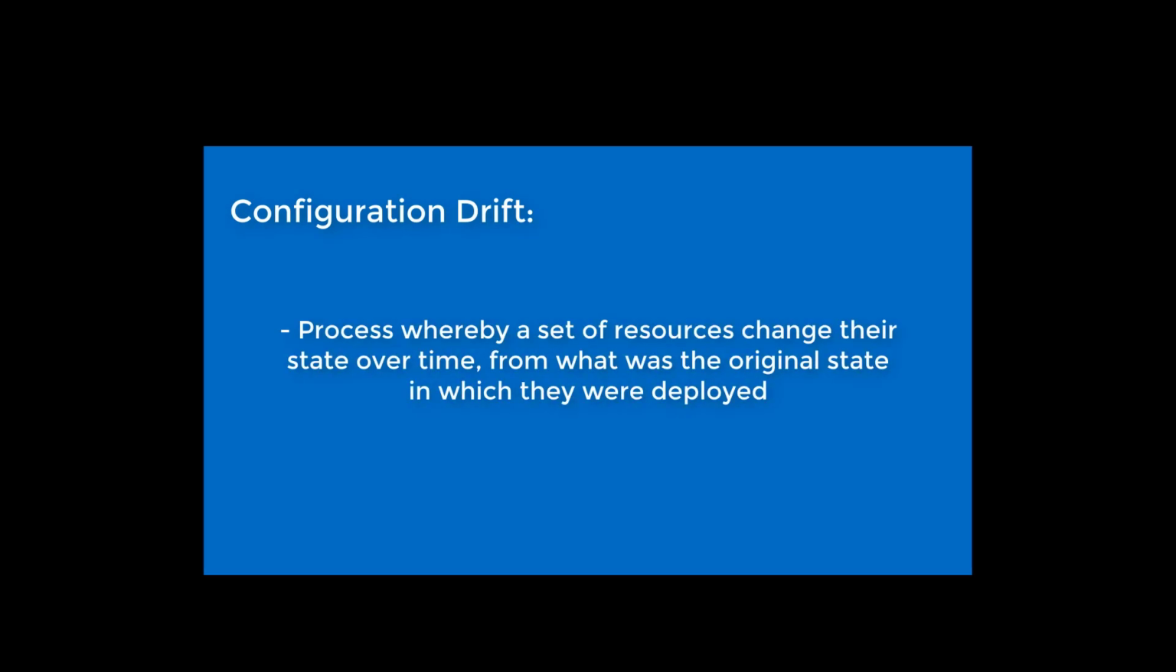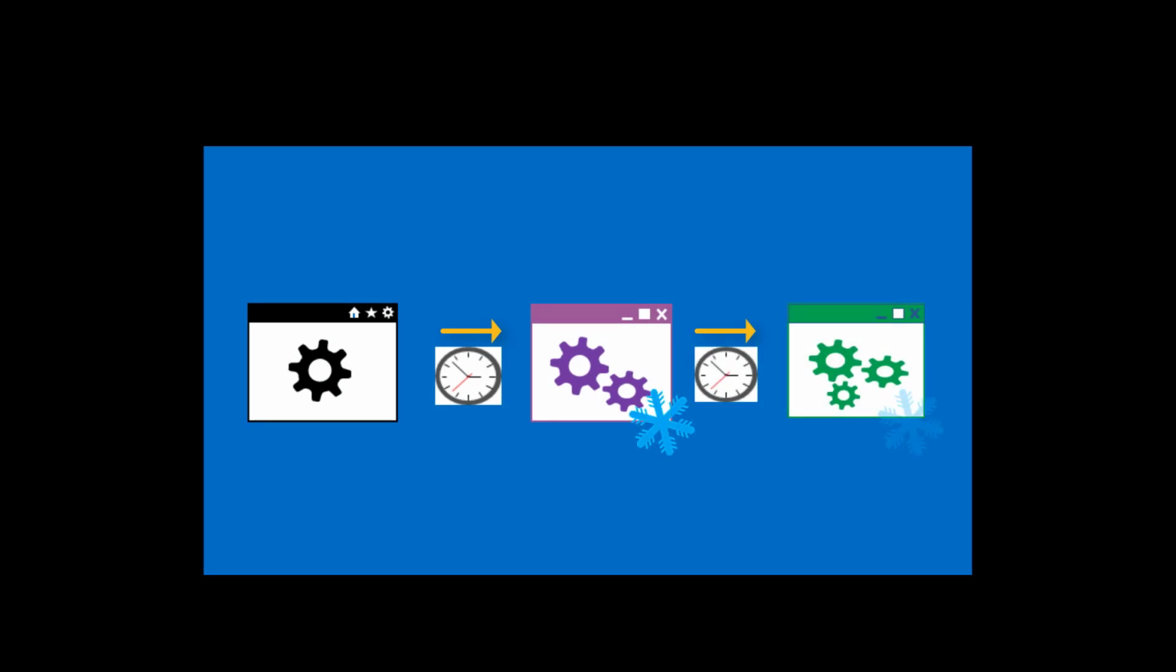And finally, let's look at configuration drift. Configuration drift is the process whereby a set of resources change their state over time, from what was the original state in which they were deployed. Over time, each environment may become a snowflake or a unique configuration that cannot be reproduced automatically. With snowflakes, administration and maintenance of infrastructure involves manual processes which are hard to track and contribute to errors.